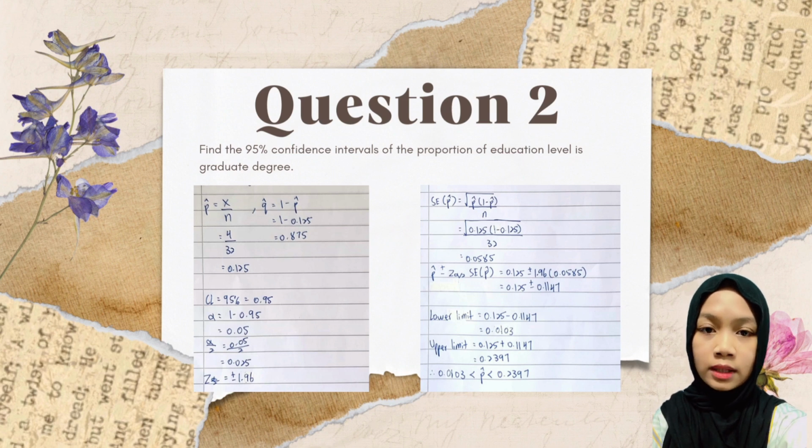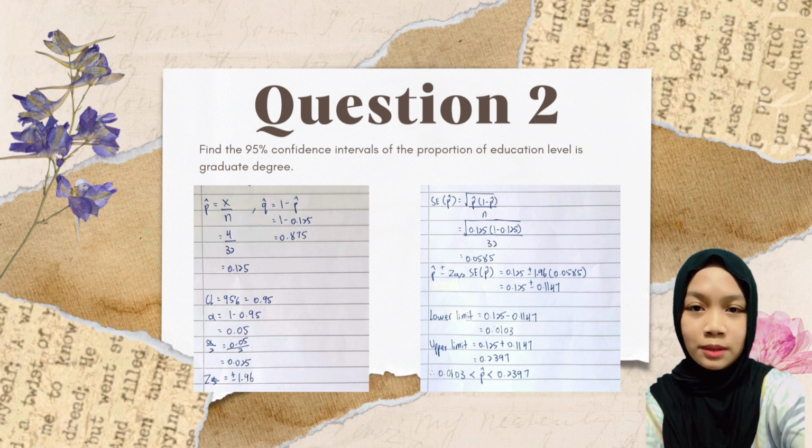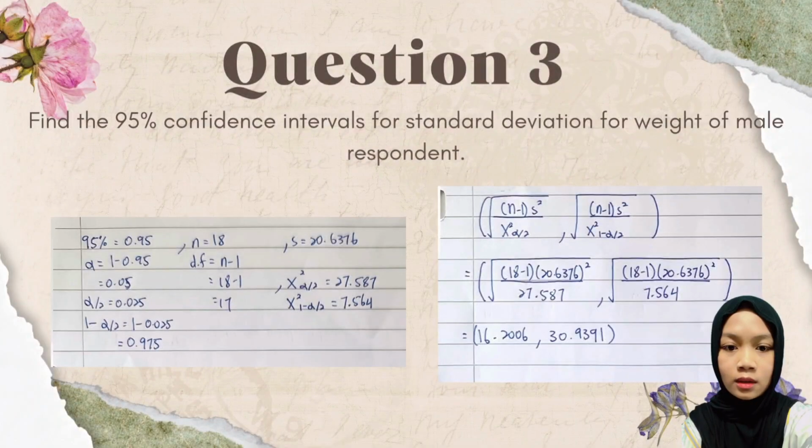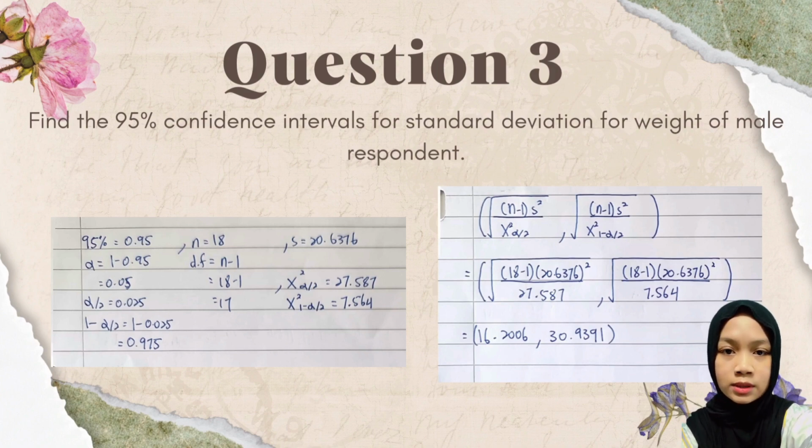1.96. After that, using the formula standard error of P hat equals square root of P hat times Q hat per 32, I got 0.0585. Then to get the lower limit, P hat minus Z multiplied by standard error of P hat, I got 0.0103. Then the upper limit uses the same formula but with plus instead of minus, and I got 0.2397.